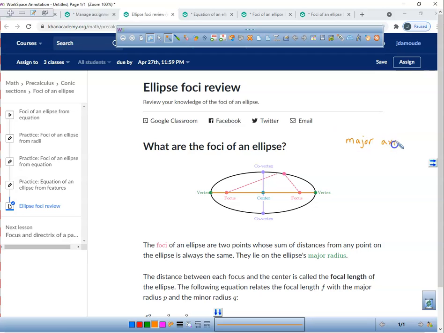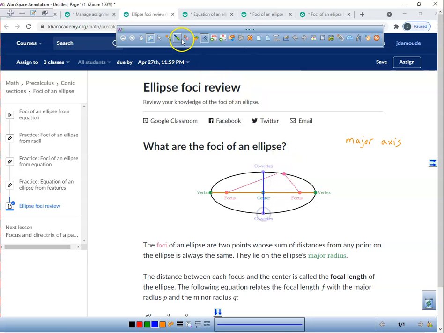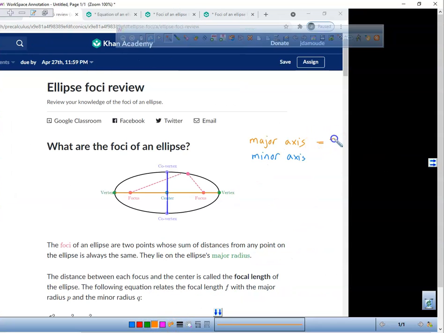That's the major axis. What about this guy right here, the blue? It's the minor axis. Now the major axis will always equal 2 times your A value, and the minor axis will always equal 2 times the B value. Now you're like, what the heck is A and what the heck is B?